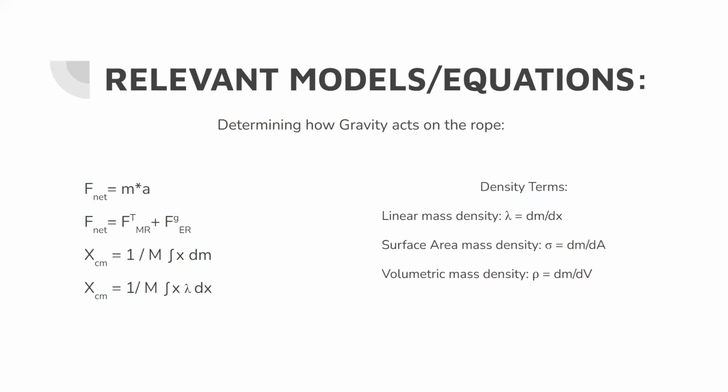You can then rearrange and solve for dm with the linear mass density equation for this example and substitute it into the center of mass equation to get the center of mass is equal to 1 divided by the total mass times the integral over the length of the rope of lambda times x dx. And when you solve that out, you can find the center of mass of the rope.